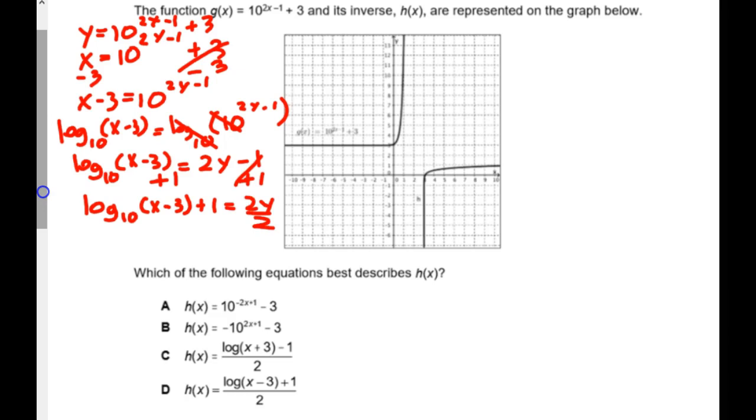And then last step, divide by 2. Now, do I see this thing in the answer choice? I do. Now, I could rewrite it as my final form.